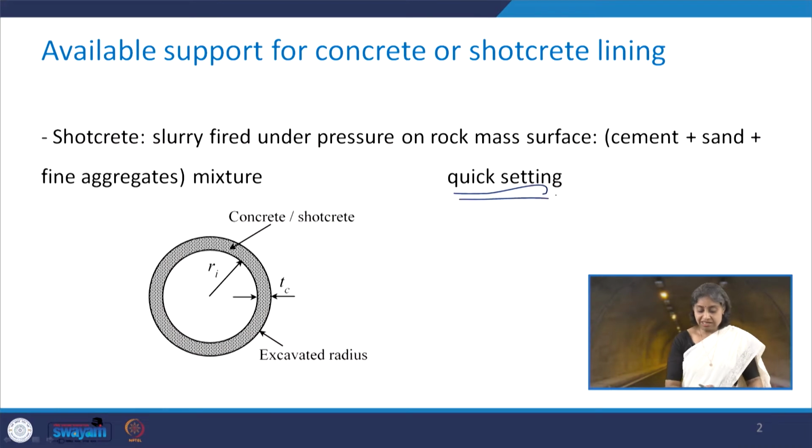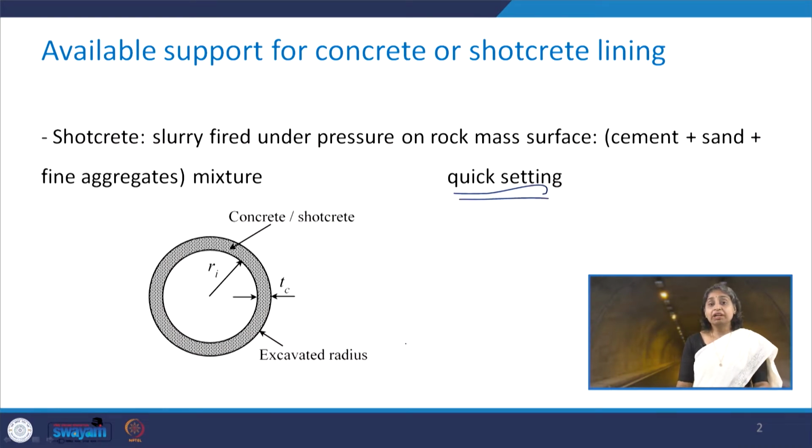So, today we will focus on two types of support system. The first one is shotcrete or concrete lining, and the second one that we will discuss is the blocked steel sets. First, let us take a look at the available support for concrete or shotcrete lining. Everybody knows about concrete. Coming to the term shotcrete, it is the slurry which is fired under pressure on the rock mass surface. This slurry is made up of cement, sand and fine aggregate mixture, and it is the quick setting one.